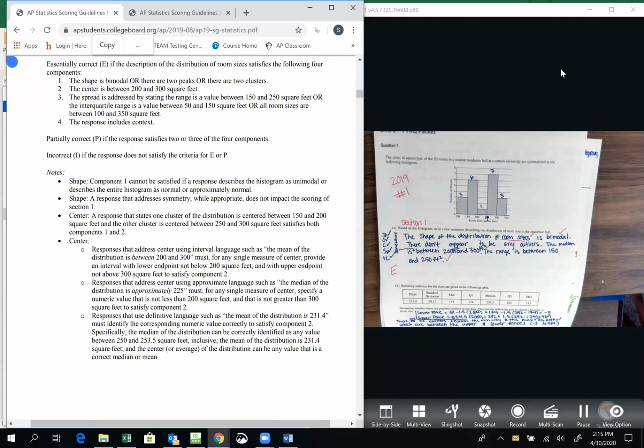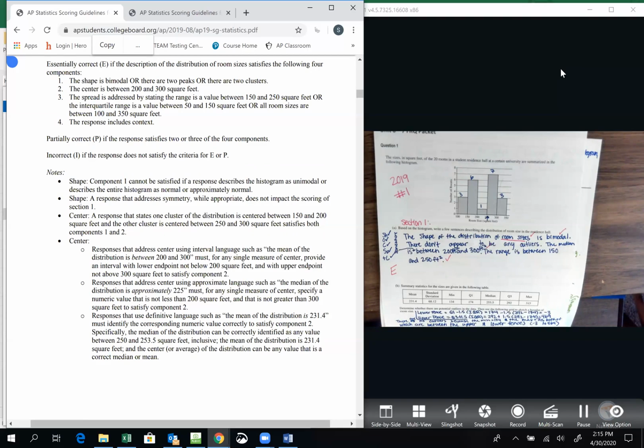Component 1 cannot be satisfied if a response describes the histogram as unimodal or describes the entire histogram as normal or approximately normal. A response that addresses symmetry, while appropriate, does not impact the scoring of Section 1. So if you just said symmetrical and you didn't include anything else, that would not get you credit for that component. A response that states one cluster is centered between 150 and 200 and the other is between 250 and 300 satisfies components 1 and 2. Interesting.